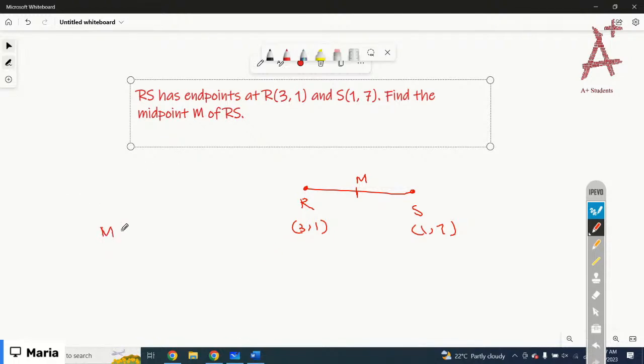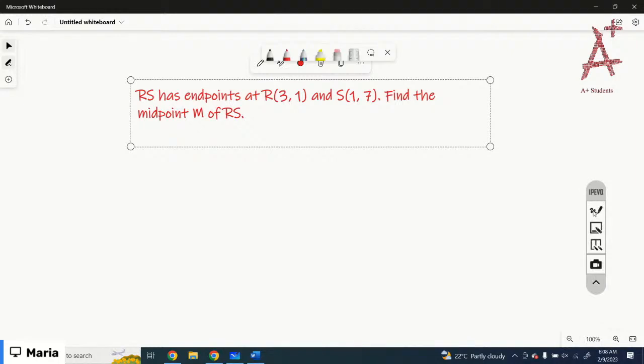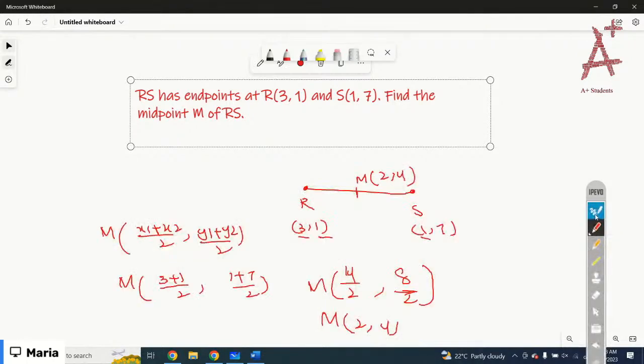So you can find the coordinates like (x1 plus x2) over 2 and then (y1 plus y2) over 2. So in this case, (3 plus 1) over 2, and here you have (1 plus 7) over 2. So 3 plus 1 is 4 over 2 and 7 plus 1 is 8 over 2. So when you calculate the values, it is 2 and 4. That means the coordinates for the point M are (2, 4). So the correct option is 2 and 4.